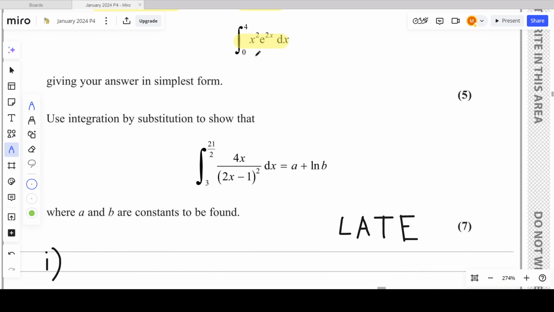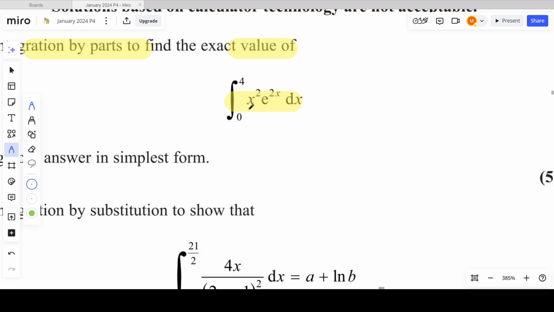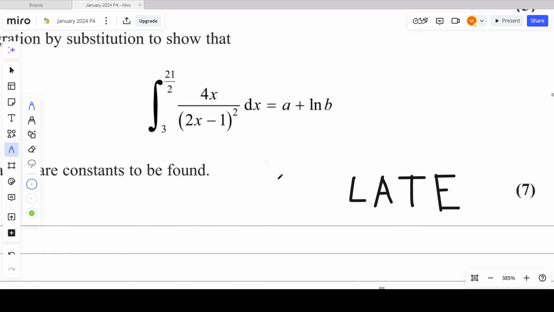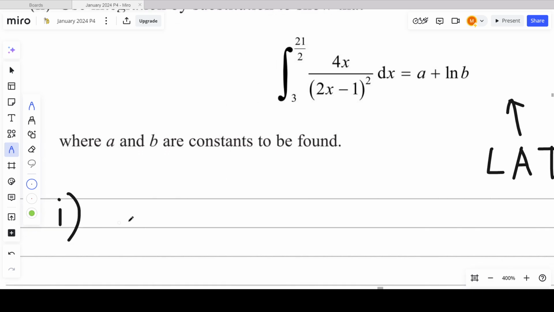Here in this integral you have x squared, which is an algebraic term, and e to the power 2x, which is an exponential term. From the sequence, algebra comes first and E comes last. So we will choose x squared to be differentiated: u equals x squared, and dv over dx, the one for integration, is e to the power 2x.